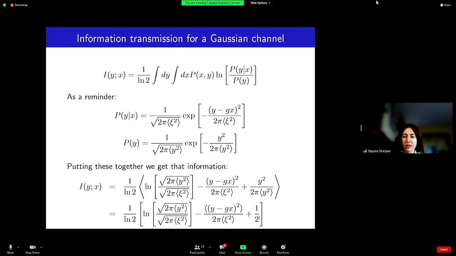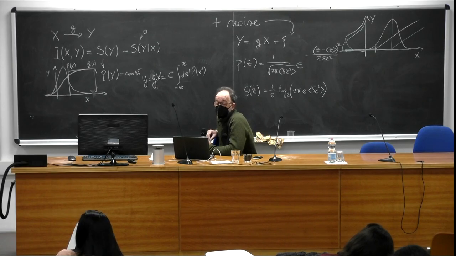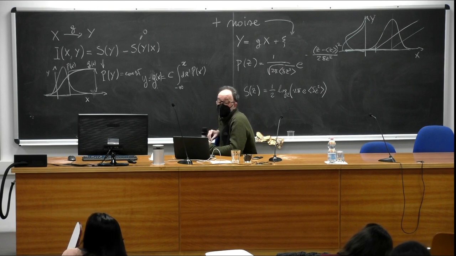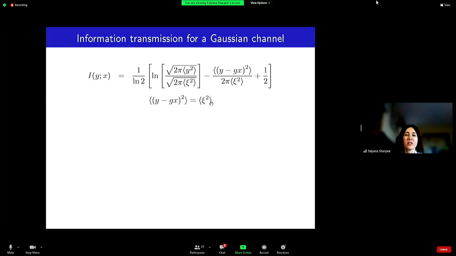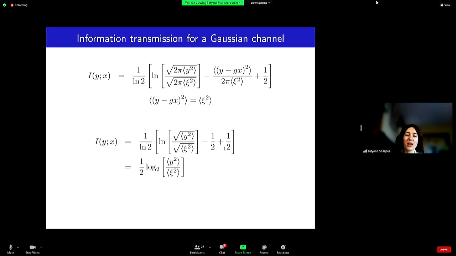Should be maybe 2 pi. There is no pi, yes, pi is missing. And here we have this, but I think they will also cancel. Because the variance of this thing is the variance of the noise, the missing pis will cancel. And so we have a very interesting expression, which is useful to remember, that we convert back to base log 2 because we are working with bits.